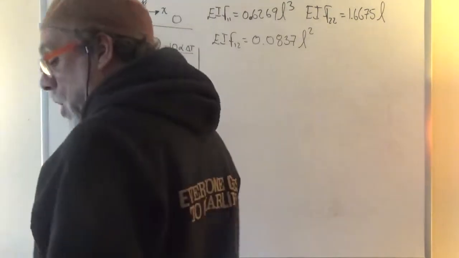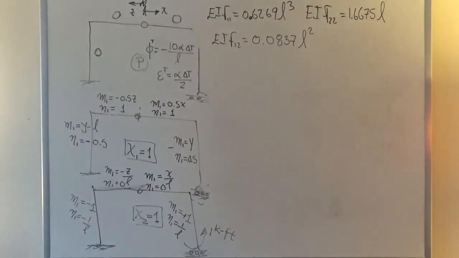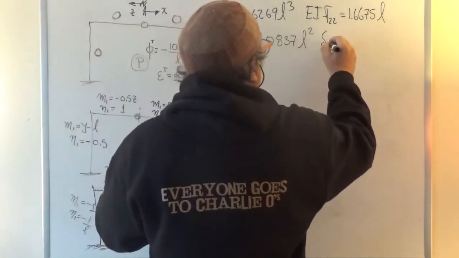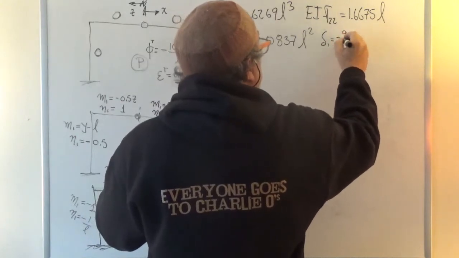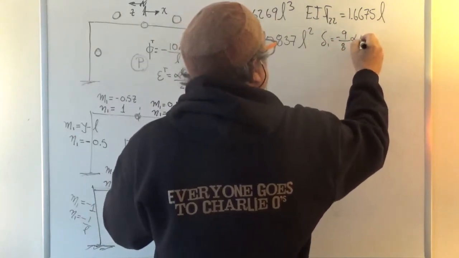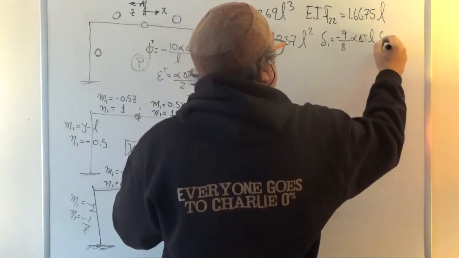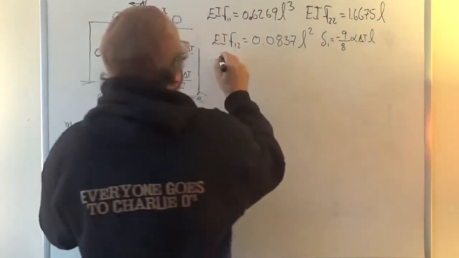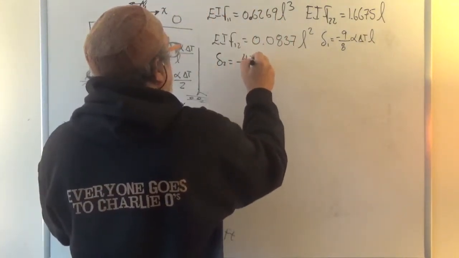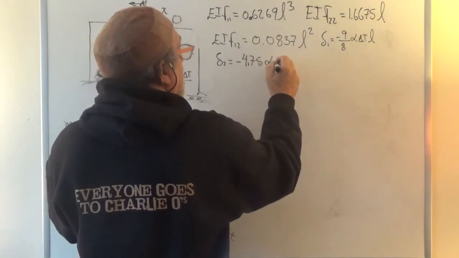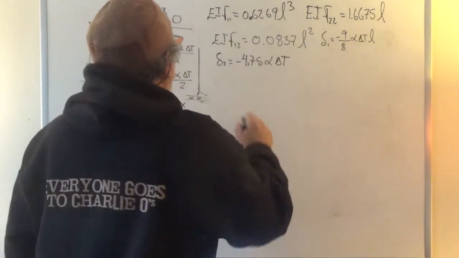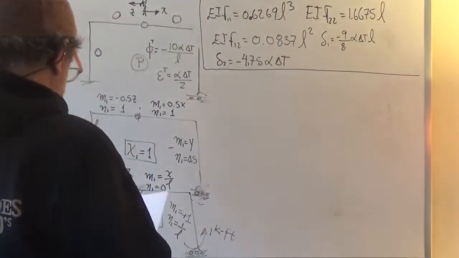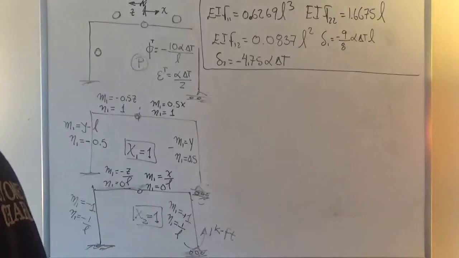With regards to our delta 1 and delta 2, there is no need to do anything, because remember, delta 1 was minus 9/8 of alpha delta T L, and delta 2 was minus 4.75 alpha delta T. So these are all the numbers that are needed to substitute, right? Two equations with two unknowns.